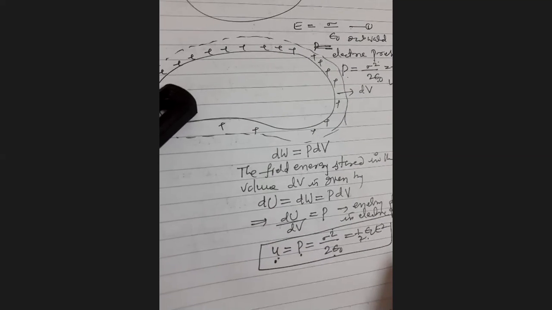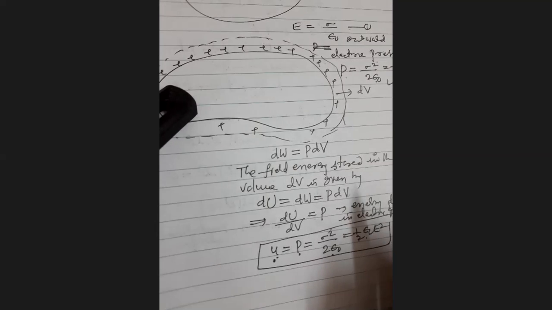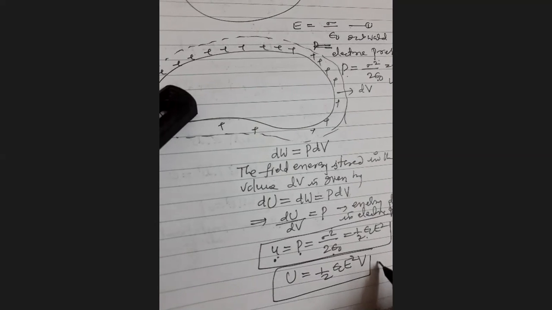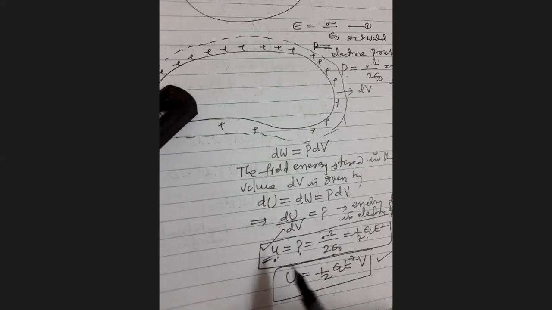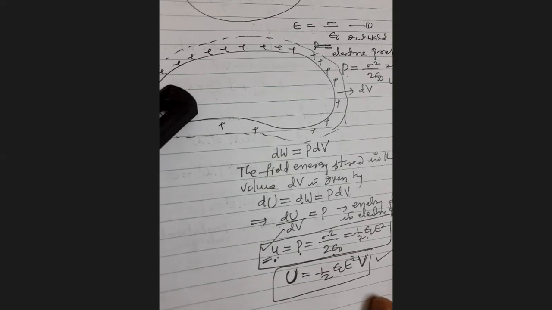If the electric field is uniform in the region, the total field energy stored in a given volume V is given by U is equal to half epsilon naught E square into capital V. This is the total energy stored in the given volume V in the electric field. Energy density is nothing but energy per unit volume. Small u stands for energy per unit volume. Capital U is the total stored energy in the volume capital V. So this equation explains energy density in the electrostatic field, right?